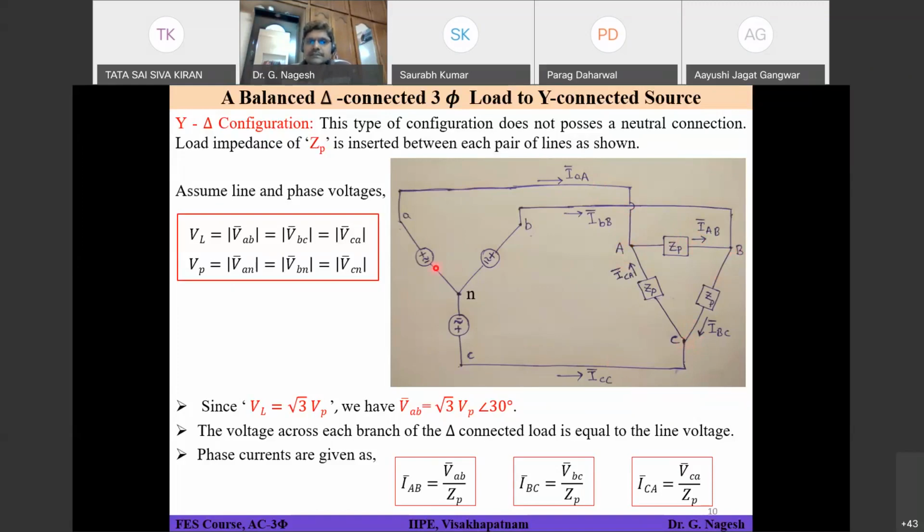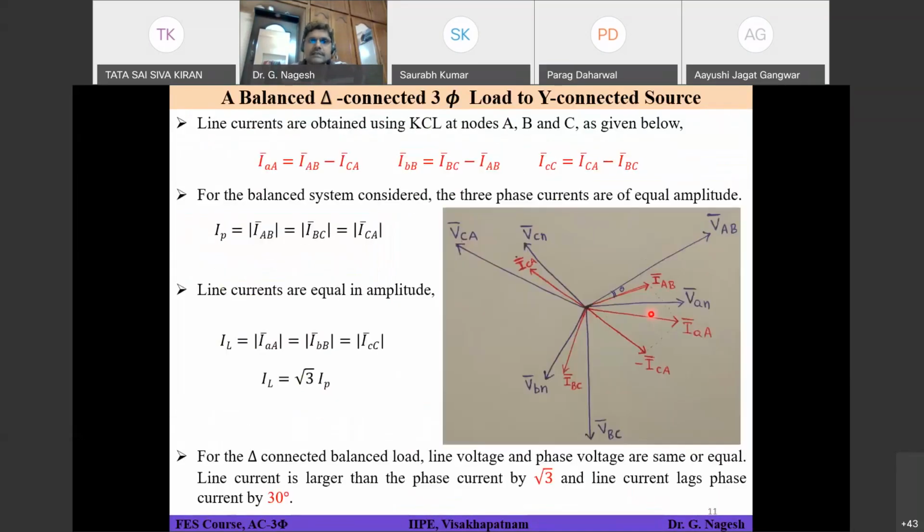Clear? So that means if I give only one phase voltage value and say it is a completely balanced system, source and load, and if I give ZP, you can calculate all line voltages, all line currents, and all phase currents in the system. Only one piece of information is required. Any one phase voltage I want to know, and this ZP I should know. All others I should be able to calculate. Anyway, let's see that. So IAA will be IAB minus ICA, and IBB is given by this expression. ICC is equal to ICA minus IBC.